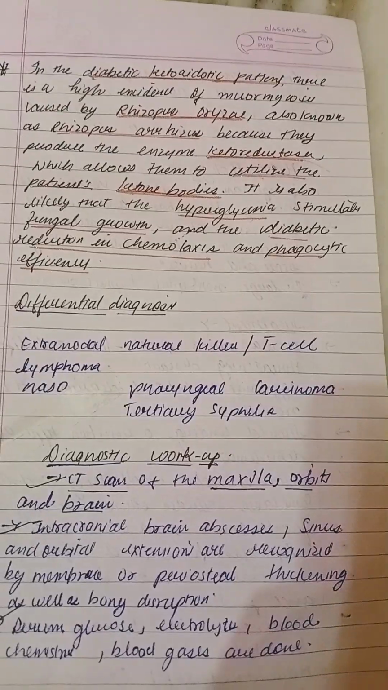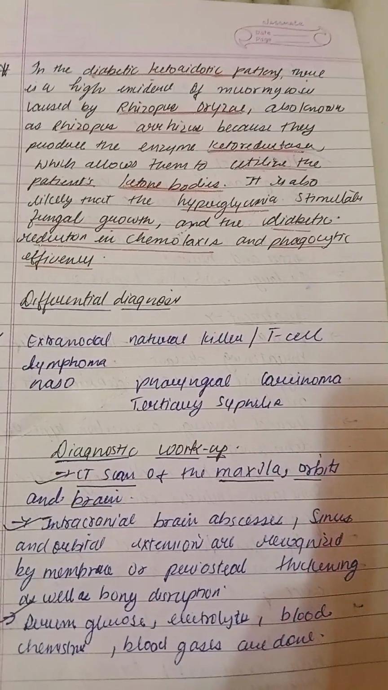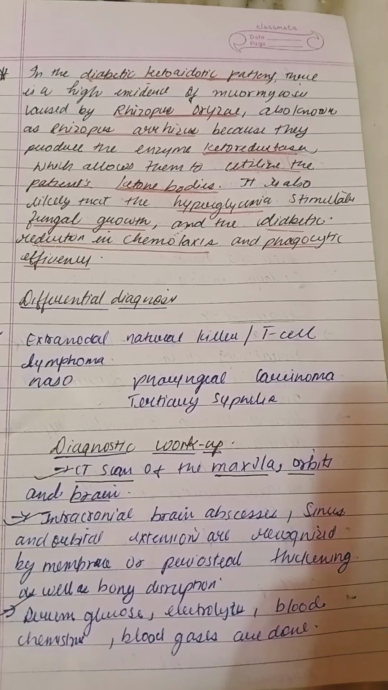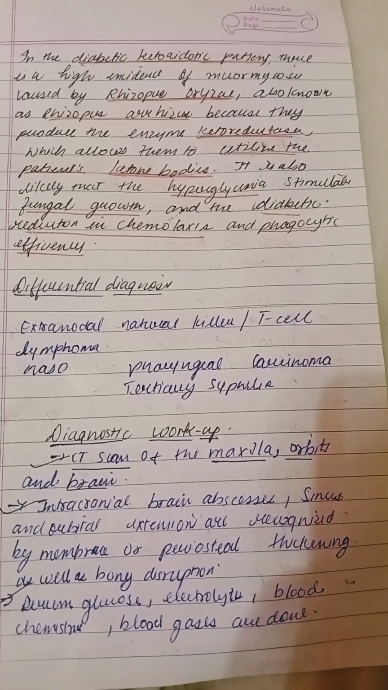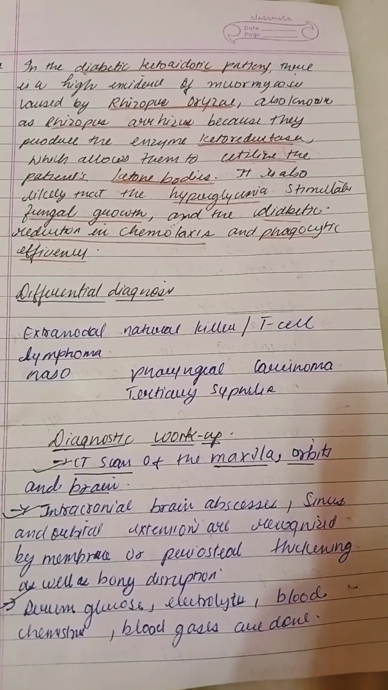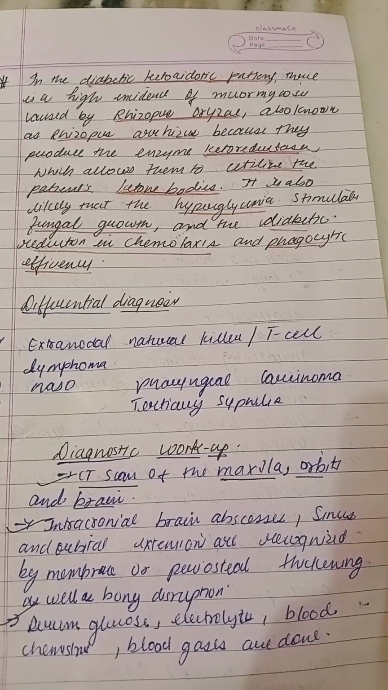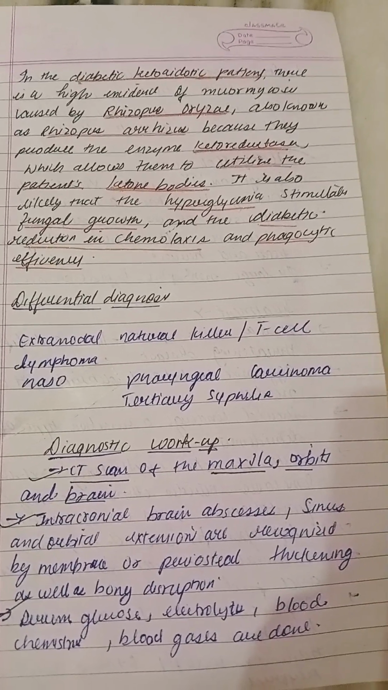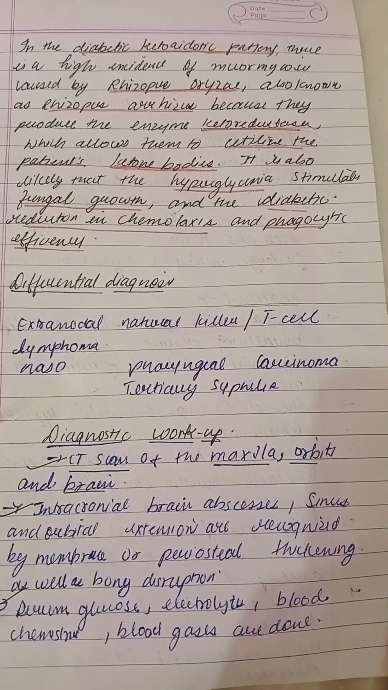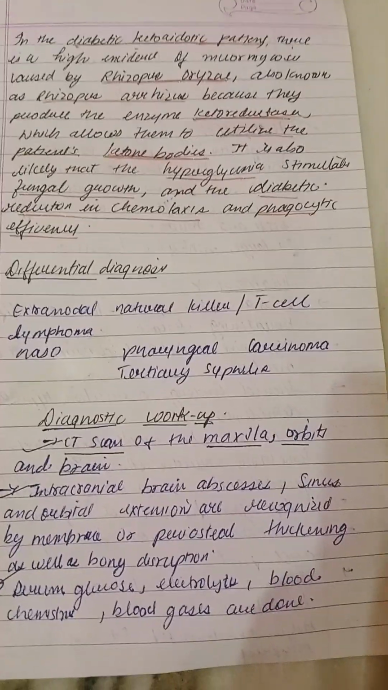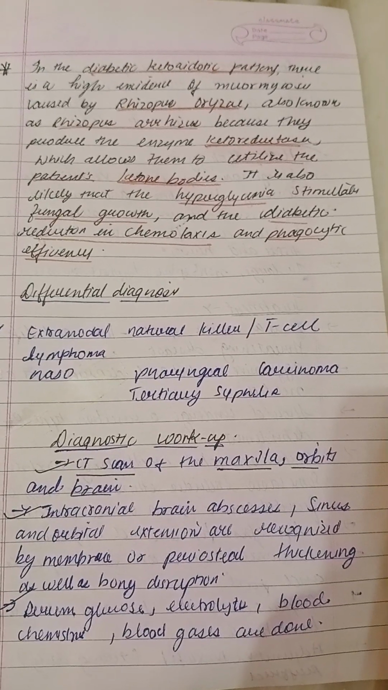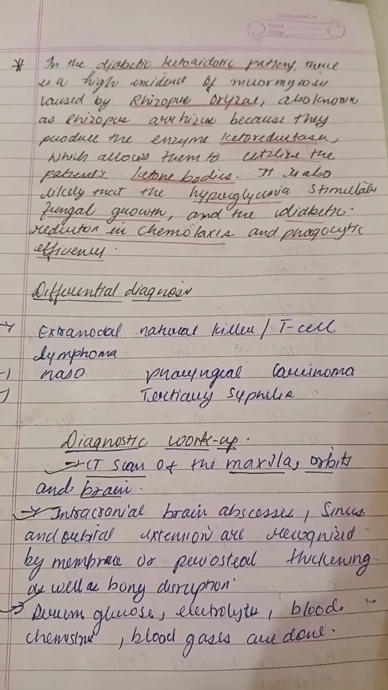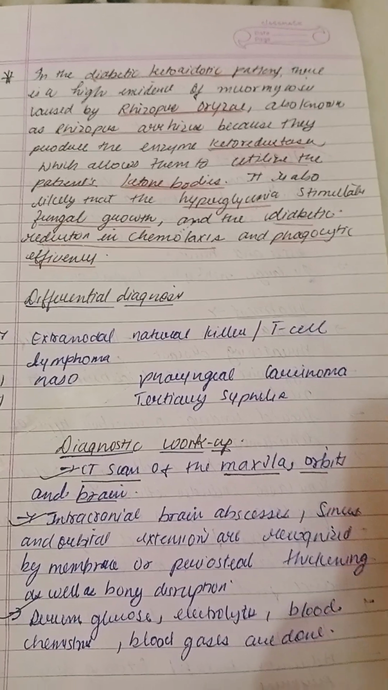Okay, diagnostic workup. CT scan of the maxilla, orbit and brain. Intracranial vein abscess, sinus and orbital extension are recognized by membrane or periosteal thickening as well as bony disruption. Then the third thing we do is serum glucose, electrolyte, blood chemistry and blood gases. These tests are all done for the diagnostic workup.